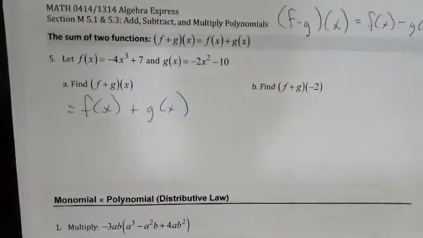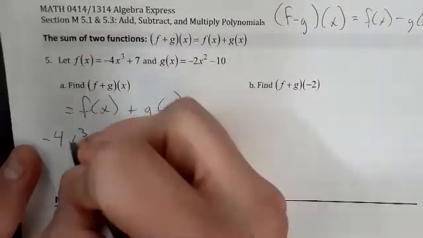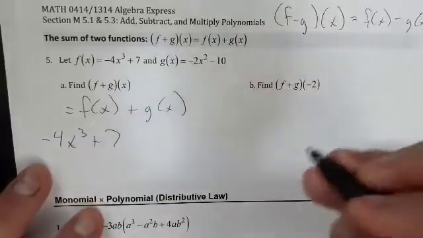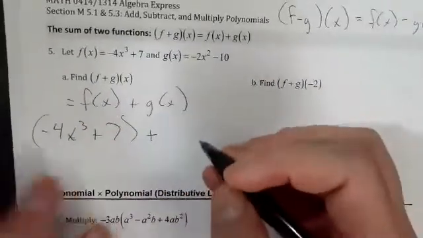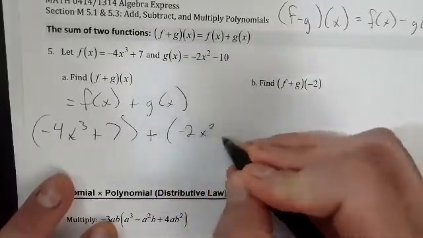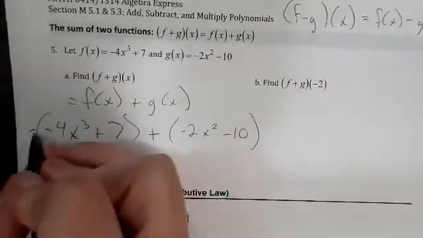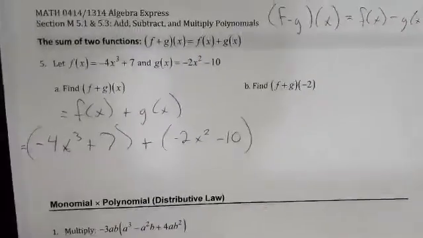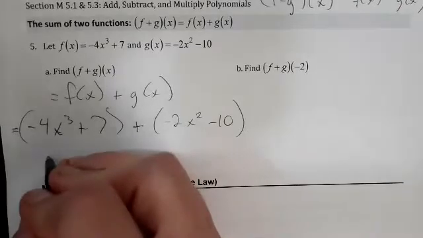So I want to take my f of x. That's the minus 4x cubed. And once you add g of x, which is a minus 2x, I should throw my equal sign in there. So we have this thing. We're looking at it, and what we really need to look at is like terms.